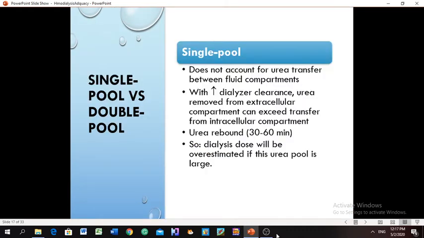What is the difference between single pool and double pool? Single pool does not account for urea transfer between fluid compartments. With a high dialyzer clearance, urea removed from the extracellular compartment can exceed transfer from the intracellular compartment. Urea rebound occurs over 30 to 60 minutes, so the dialysis dose will be overestimated if this urea pool is large.